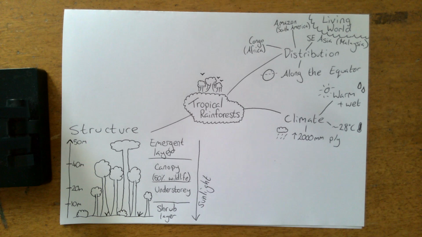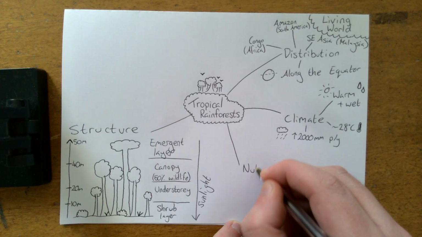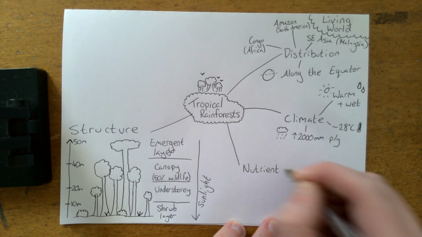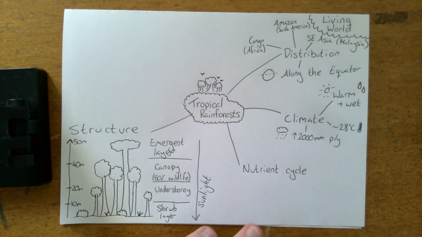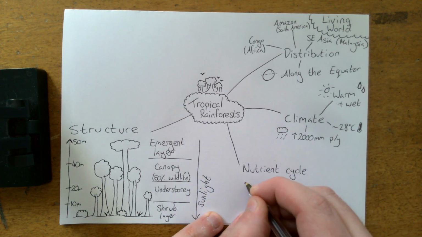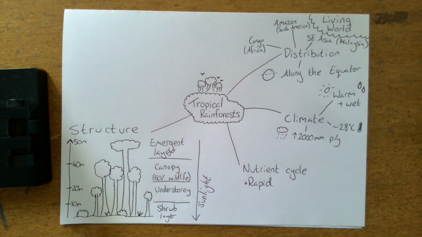Okay. Now let's start to expand this ecosystem a little bit. We're going to get a bit of an idea for it. Let's have a quick look at the nutrient cycle. So the nutrient cycle is just the means in which nutrients move around within an ecosystem. Now, in a tropical rainforest, this is going to be rapid. Nutrients very rarely stay in one place for very long. This is a very quickly moving ecosystem.